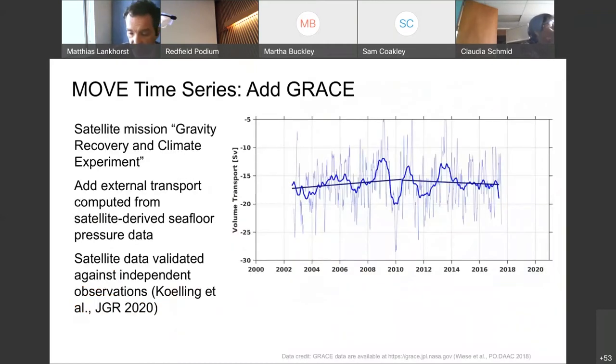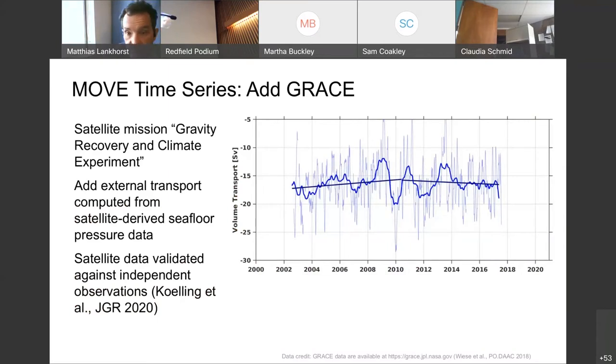Well, this then is a measure of the external transport. Our own pressure measurements don't have the long-term trend in the external, as I said earlier. Instead, we resort to the satellite gravimetry from the GRACE mission. That comes with a data product that is effectively seafloor pressure. But when you talk to the experts, they will always caution you against using the long-term trends in these data unless you can validate them.